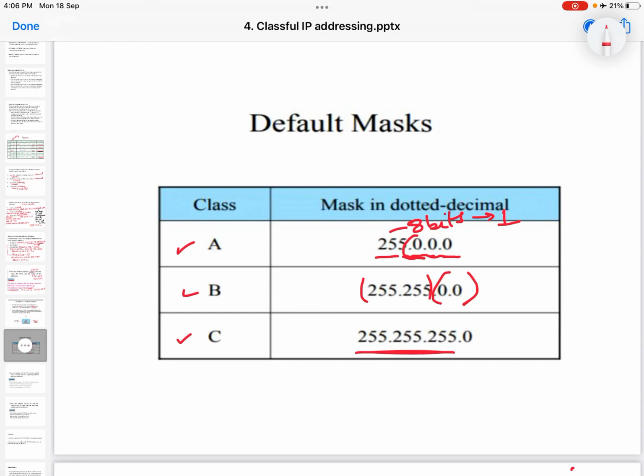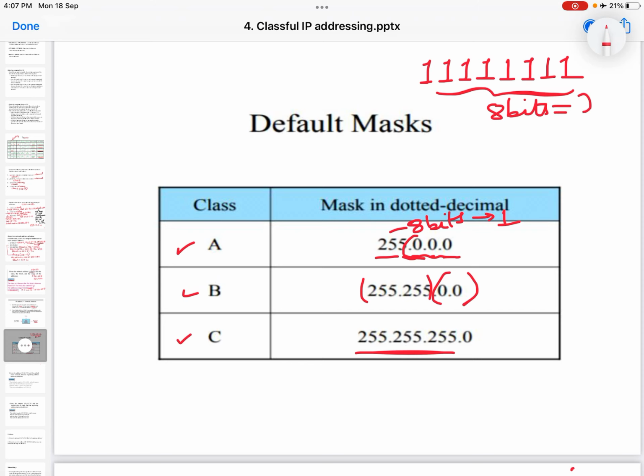So when you write 1, 1, 1, 1, 1, 1, 1, 1, that means there are 8 bits. Then your decimal equivalent is 255.